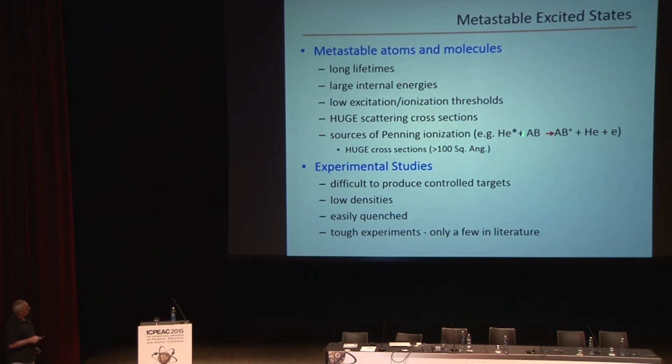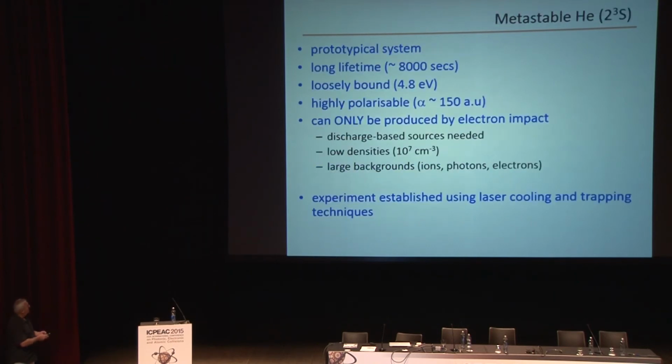So a helium metastable can ionize just about anything, any other atom or molecule, with the exception of neon. And as I mentioned, the cross sections for this are really very large, much larger than 100 square angstroms. But experimentally, once again, they're difficult to produce control targets. Typically you have to use a discharge source for these. The densities are low. There's a lot of background noise, photons, electrons, ions, etc. And they're tough experiments, so there are only really a few in the literature.